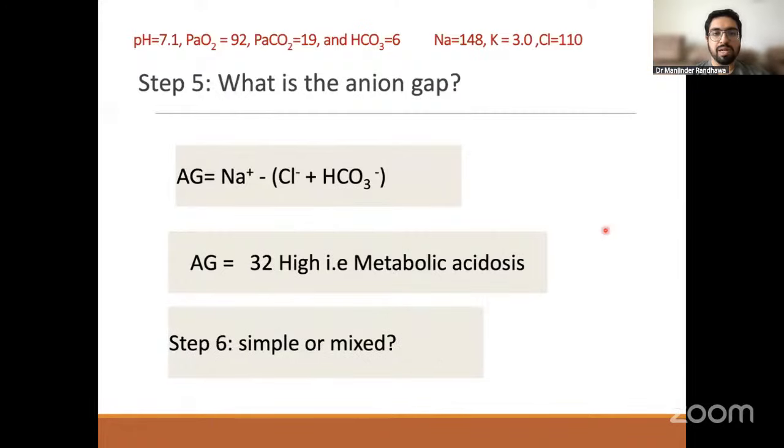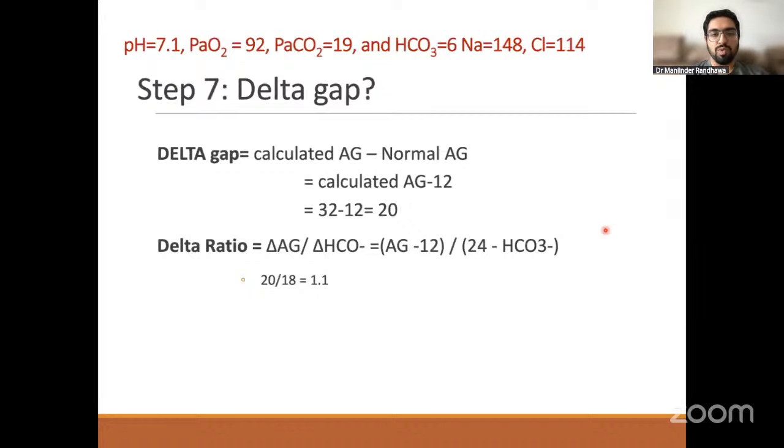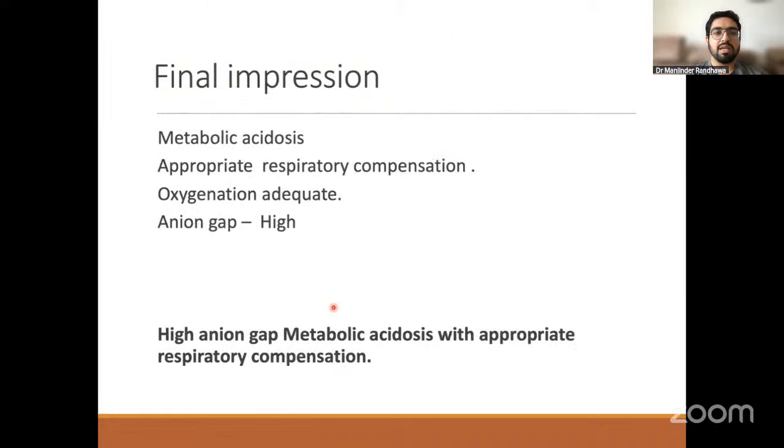Now we have to see whether this is a simple high anion gap metabolic acidosis or there is some hidden normal anion gap acidosis lying somewhere. For that, we will go to our delta gap and delta ratio. The delta gap here is the calculated anion gap, which was 32, minus the normal anion gap, which is 12. This is 20. And the delta ratio is the delta anion gap, which is 20, divided by delta bicarb. Delta bicarb is normal bicarb, 24, minus the actual bicarb, which is 6. So 20 divided by 18, which is 1.1. And as we had discussed, anything between 1 and 2 is pure high anion gap metabolic acidosis. So in this patient, the final impression is metabolic acidosis with appropriate respiratory compensation with a pure high anion gap. If there are any questions here, this was the simplest case scenario.